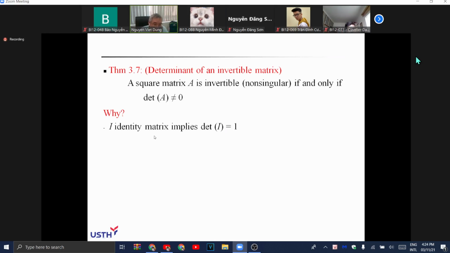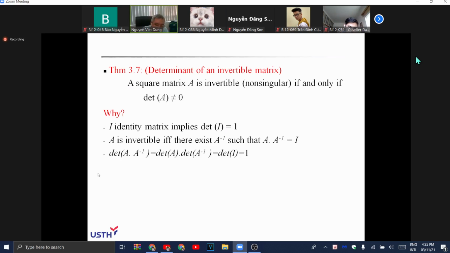Now I is the identity matrix, and we have its determinant to be 1. Next, suppose that A is invertible. A invertible means we can find A inverse, A to the power minus 1, so that A multiplied by A inverse equals the identity. Now we compute the determinant of both sides.